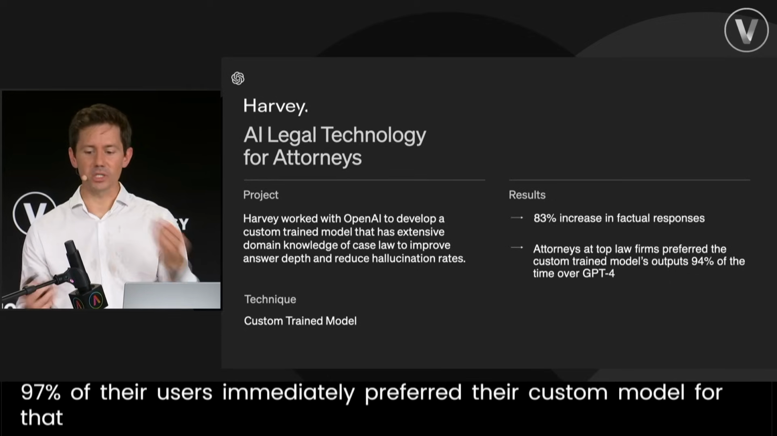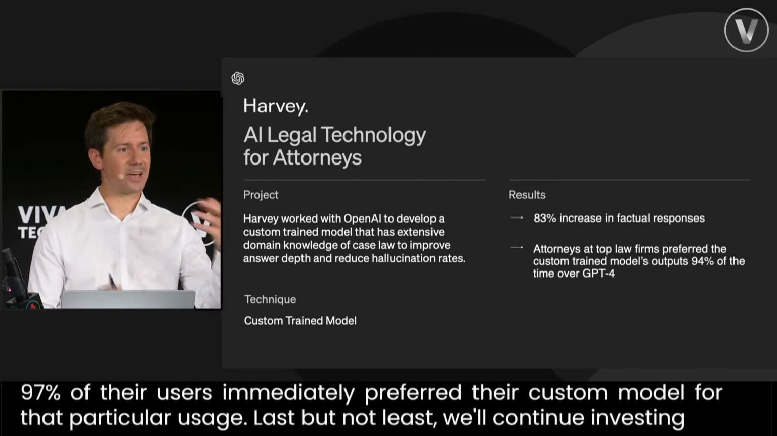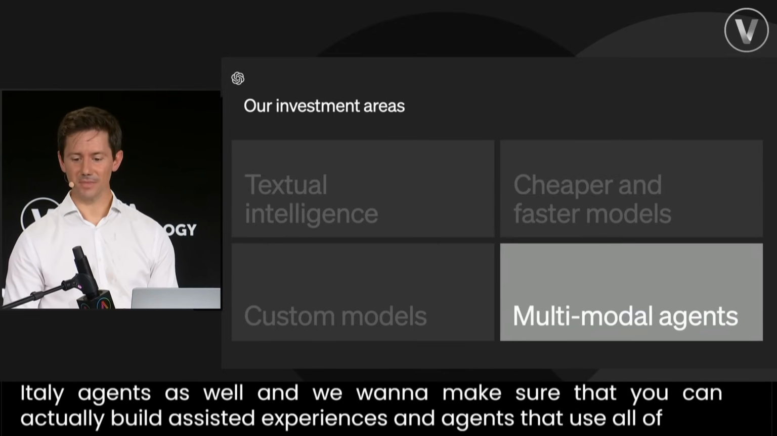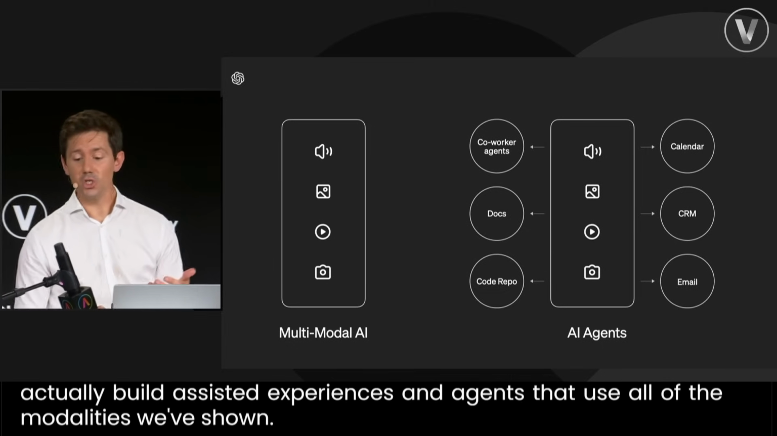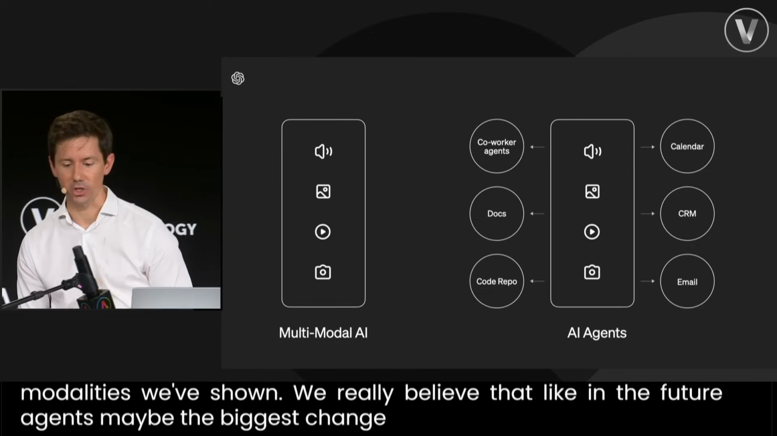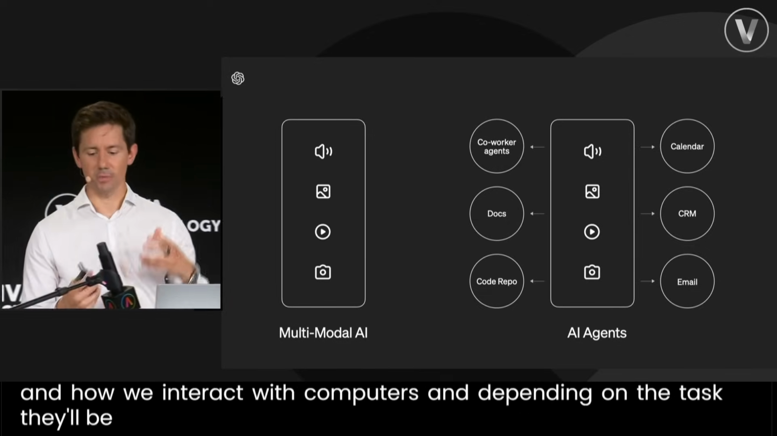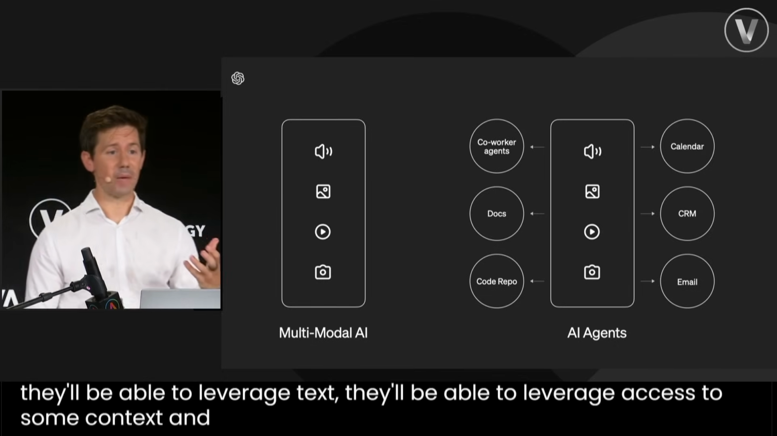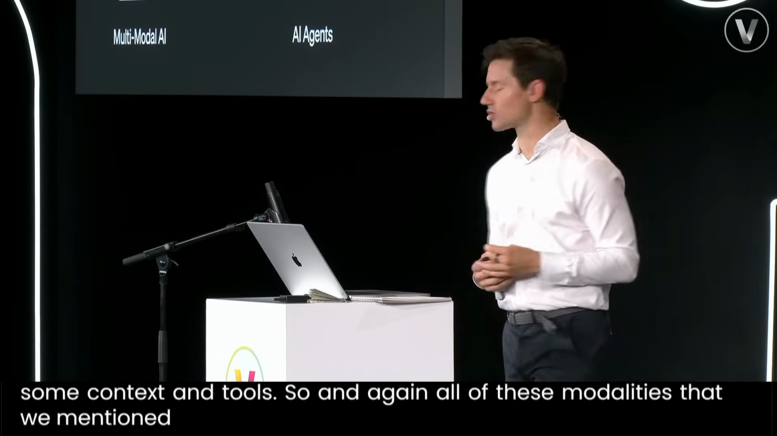Last but not least, we'll continue to invest in enabling agents as well, and we want to make sure that you can actually build assistive experiences and agents that use all of the modalities we've shown. We really believe that in the future, agents may be the biggest change that will happen to software and how we interact with computers. And depending on the task, they'll be able to leverage text, they'll be able to leverage access to some context and tools. And again, all of these modalities that we mentioned will bring also a fully natural and novel way to interact with the software.